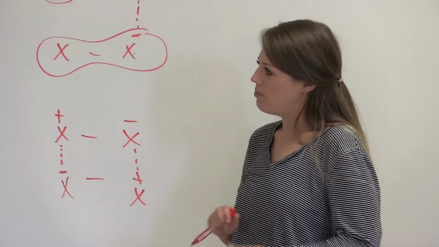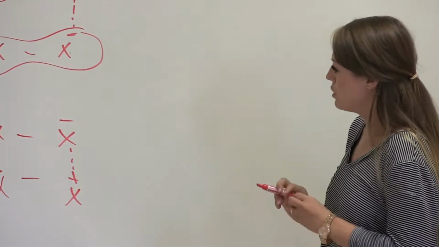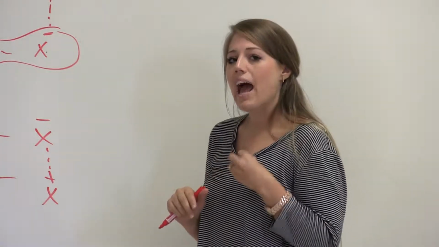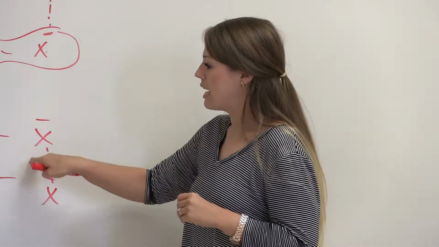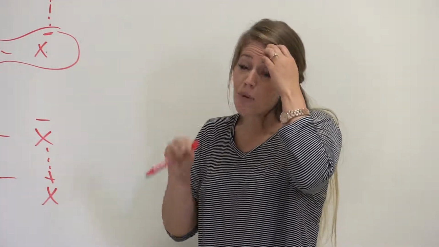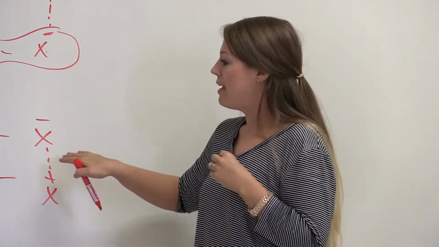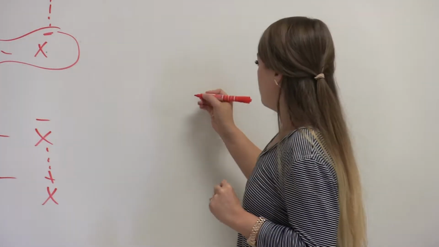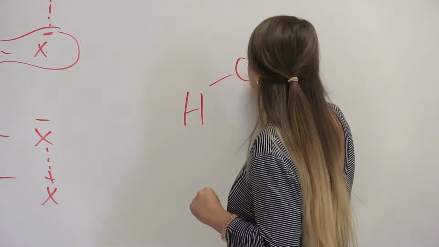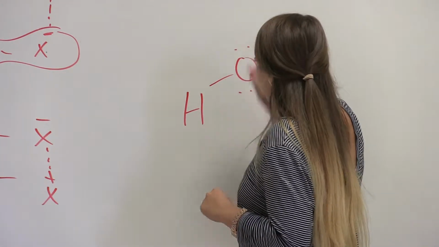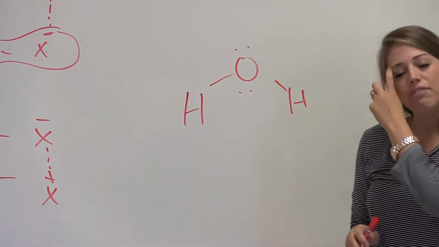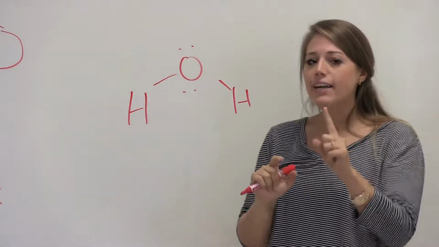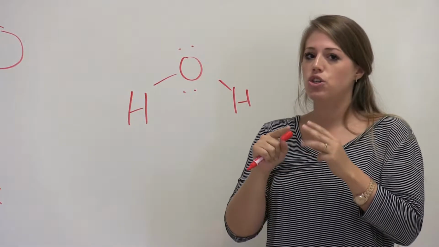Now, the last force we want to look at is something called hydrogen bonding. Hydrogen bonding is only going to happen in polar molecules also. So dipole is only polar. It does not happen in nonpolar molecules because no dipole occurs in a nonpolar molecule. Let's look at something such as water. In order for hydrogen bonding to occur, hydrogen must bond to nitrogen, oxygen, or fluorine.